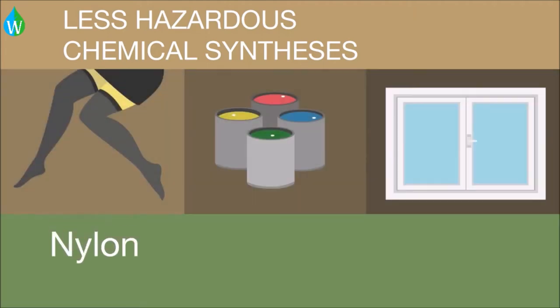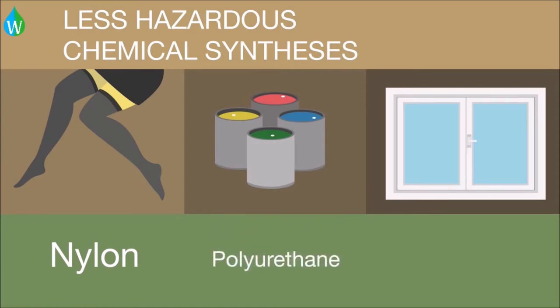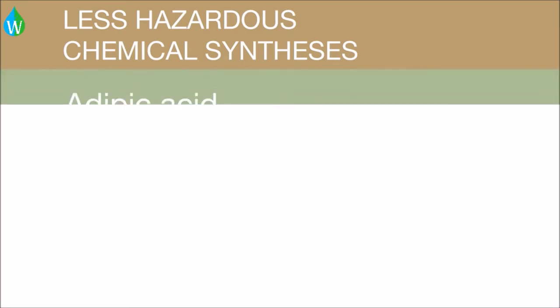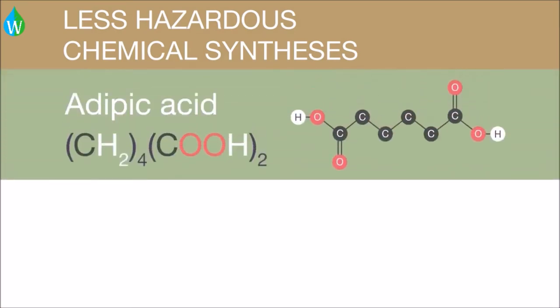If you said nylon for tights, you'd be right. If you said polyurethane, you'd be right for paints and coatings. Finally, plastic window frames are made of PVC. These contain a plasticizer, allowing the frames to be easily molded. All of these materials require adipic acid in their production.